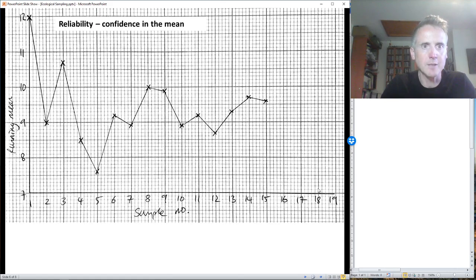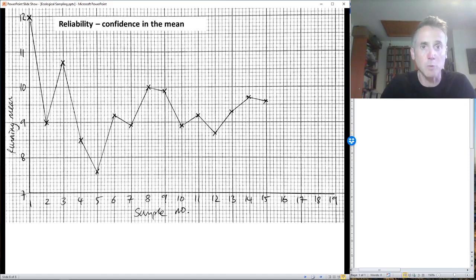Next is reliability. This is about being confident in the mean. So I've counted numbers of daisies in a quadrat. On the x-axis is my sample number, and I've just plotted this to illustrate what I mean. The number 1 was my first quadrat, 2 was my second random quadrat, 3 the third, etc. And on the y-axis it says running mean. I know it's hard to read, but it's the mean so far.